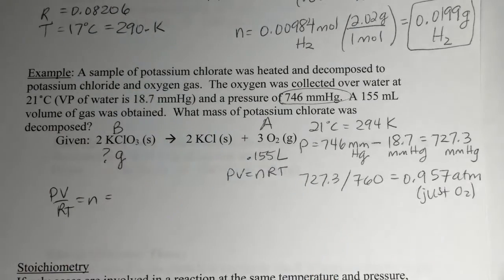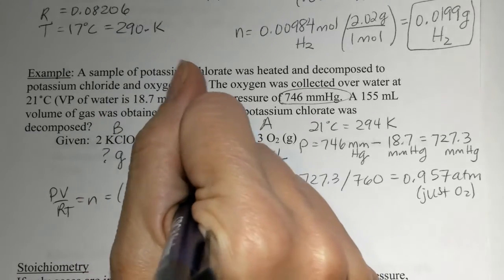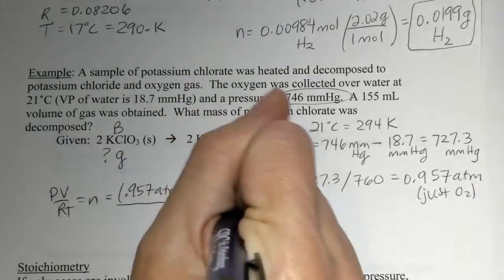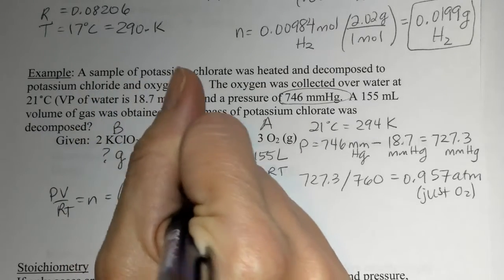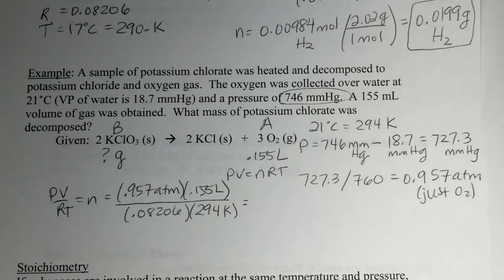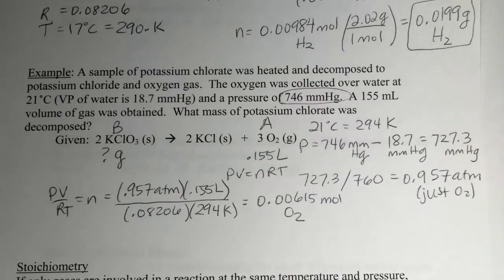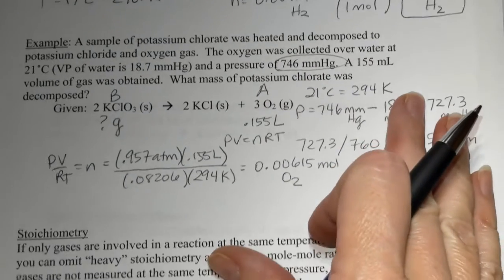The pressure of just the oxygen gas was 0.957 atmospheres. The volume was 0.155 liters. R, 0.08206. Temperature in Kelvin was 294. So this will be my moles of the oxygen gas. 0.957 times 0.155, divide by 0.08206, divide by 294, 0.00615 moles of oxygen.